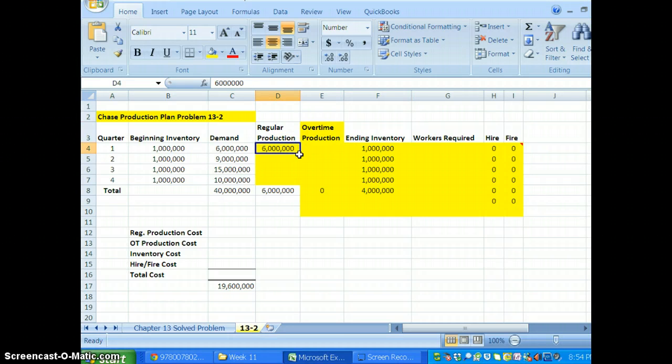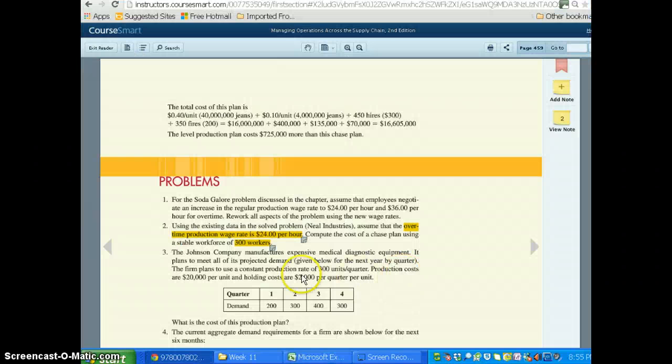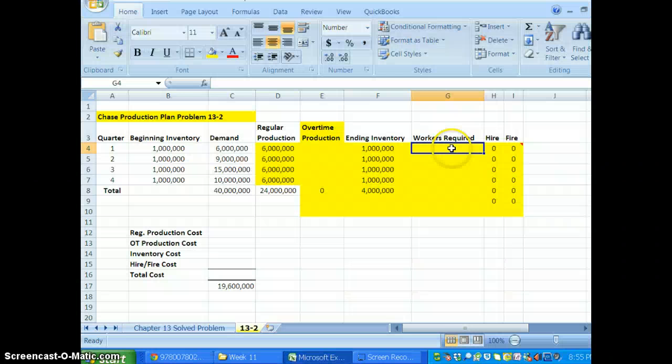So if we drag that down, then we're going to have 24 million pairs produced from regular production. The problem also told us that they want to keep a stable workforce of 300 workers, so they don't want to do any hiring or firing to meet the demand schedule. So I would insert that information, 300 workers, no hiring or firing, and I would drag that down for the 4 quarters.